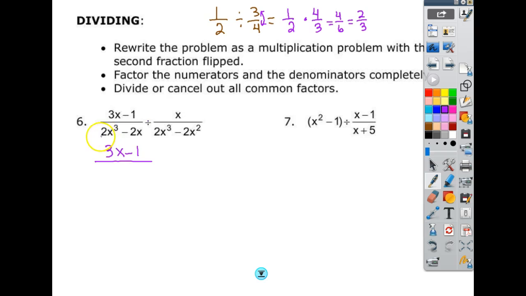Okay, so this denominator right here, what do they have in common? A 2 and an x. So we bring out the 2 and the x, and that leaves us x squared minus 1. Now this x squared minus 1, it doesn't look like it, but it is a difference of 2 squares, because you can take the square root of 1 and you can take the square root of x squared. So we are going to come back to that in a minute and use difference of 2 squares to factor that. That one's a sneaky one. That one will sneak up on you and you won't realize that it's a difference of 2 squares.